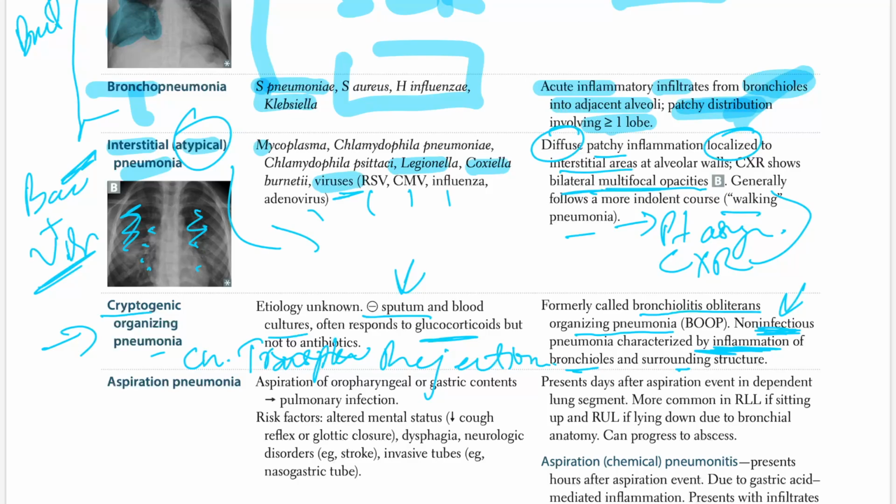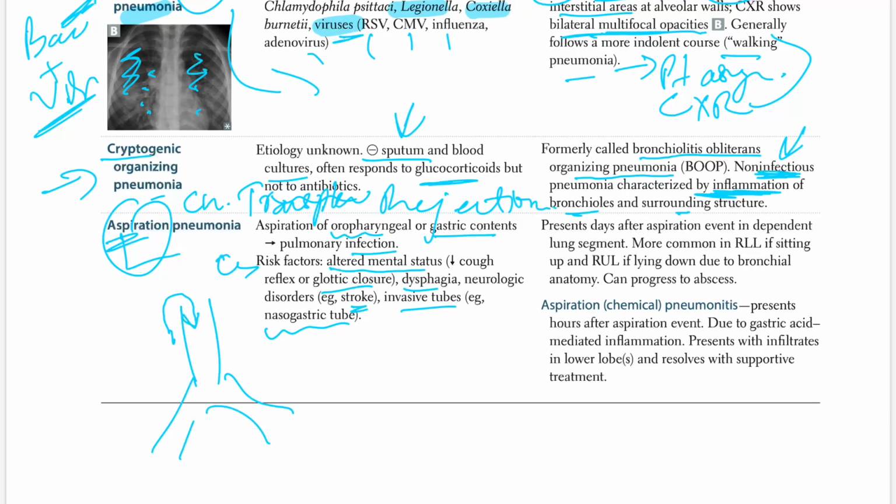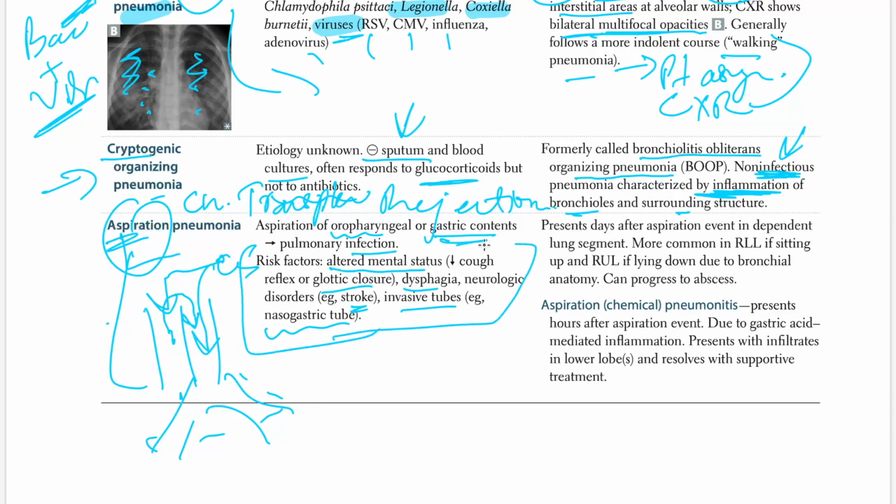And then the last one is aspiration pneumonia. You already know what aspiration is. Aspiration of oropharyngeal or gastric contents causes pulmonary infection. Risk factors are altered mental status, which means decreased cough reflex or glottic closure, dysphagia, neurological disorders, stroke, and invasive tubes like a nasogastric tube. Basically, if fluid is going to go from your esophagus to your trachea and into the lungs, or when you're taking something in it doesn't go to the esophagus and goes into the trachea, it is aspiration. That aspiration can lead to pneumonia, and these are all the risk factors that can lead to that.